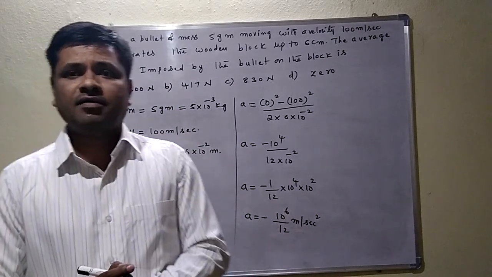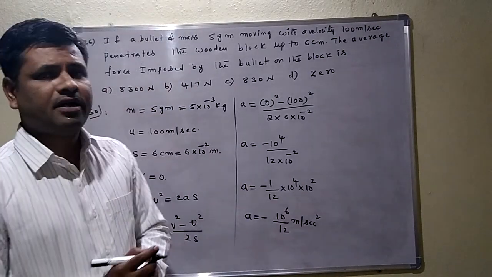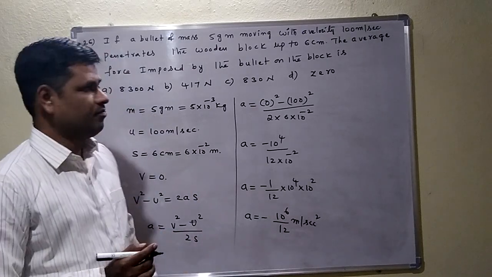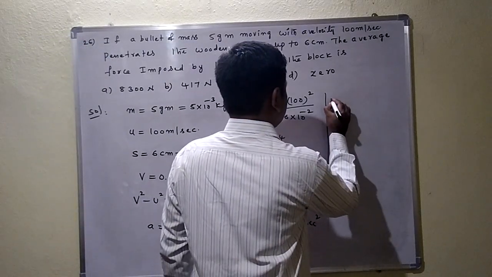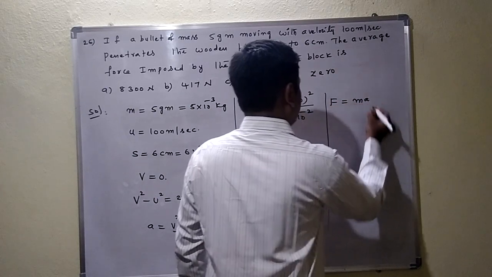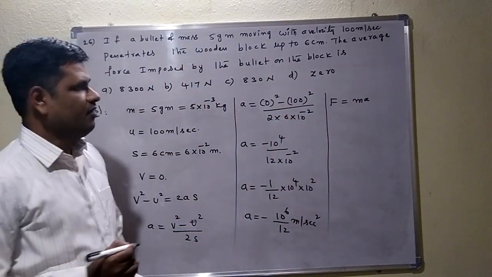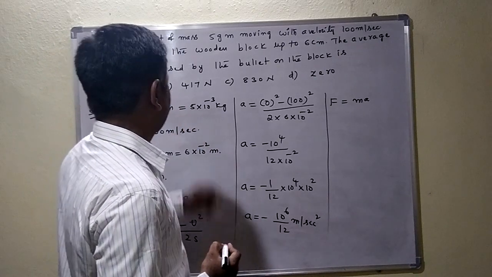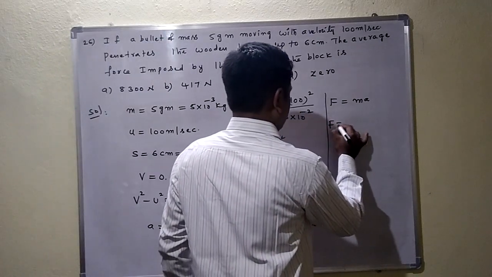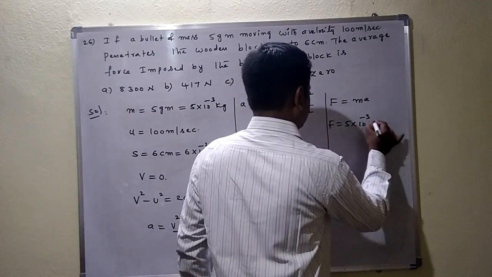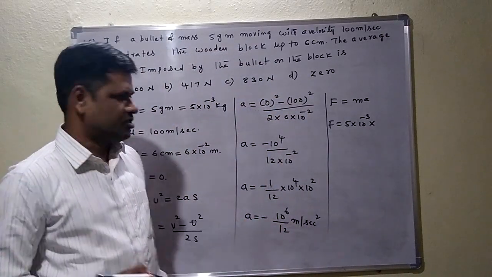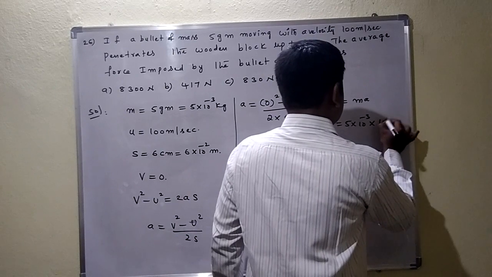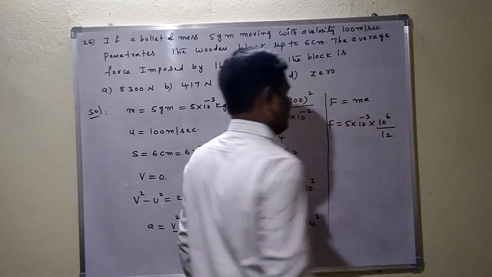But this is called retardation. Why is it called retardation? Because the negative sign is there. But they are asking for the average force. Average force means the formula F is equal to ma. F is equal to ma, where mass we know is 5 into 10 power of minus 3. Acceleration means the magnitude of the acceleration. Negative represents the retardation. The magnitude of the acceleration is 10 power of 6 by 12.